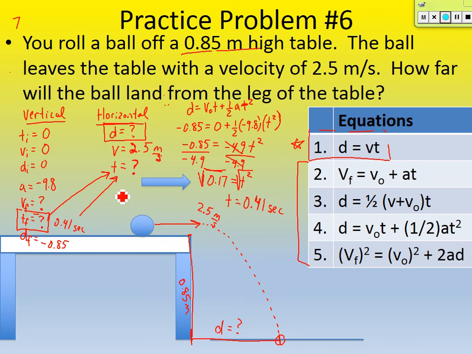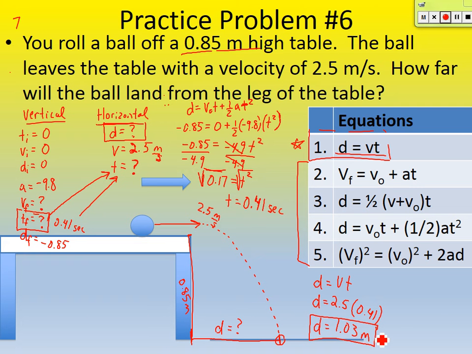Okay, let's do that. Our horizontal equation is this one right here. So displacement is equal to vt. We don't know its displacement. The velocity we do know was what? 2.5. And let's multiply it by the time that it's in the air, 0.41. 1.03. Is that what you guys got? 1.03. What are the units for displacement? Meters.